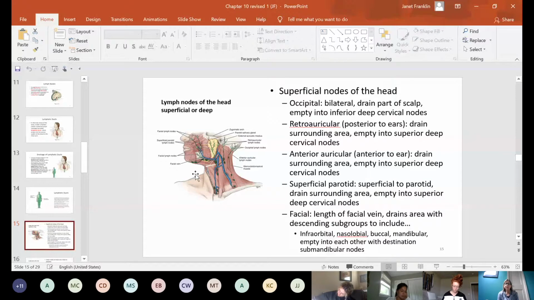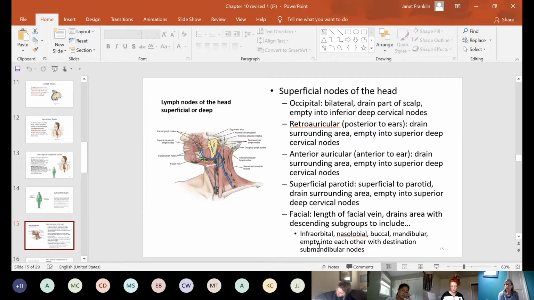Superficial parotid nodes are superficial, or on the surface of the parotid gland. They drain the surrounding area. And then you've got your facial nodes. They run the length of the facial vein and they drain the area, with subgroups to them. And so these are the subgroups of the facial.